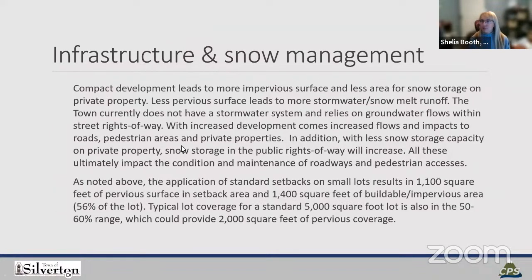Next is infrastructure and snow management. So when you have more compact development, you're going to have less pervious surface, more impervious, more runoff, less area for your snow storage to go. So this is another reason why if we have these subdivision processes come in, we can look at some of that along with when they're doing their building permit. Where is all of this going to be handled? Where are all these flows going to go? Is this something the town needs to look at as more of a holistic viewpoint as we're moving toward more compact development throughout the downtown and the infill area?